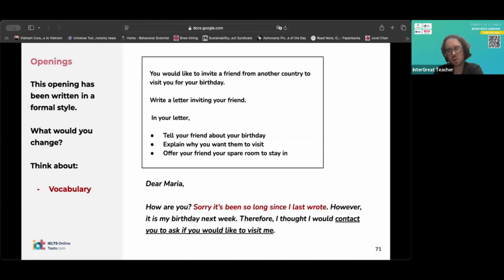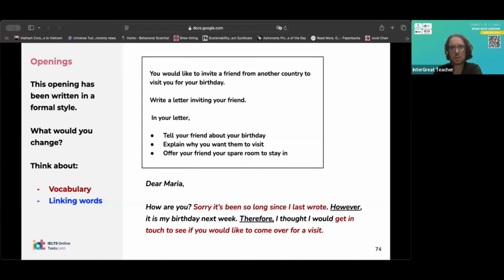Another one, instead of the word "contact", it's not too formal, but there's a better way that we can say it. We can say "get in touch". And it's a nice kind of phrasal verb that you can use to demonstrate your vocabulary as well. So things like, "I would like to catch up with you," or "I'm just getting in touch to see something."